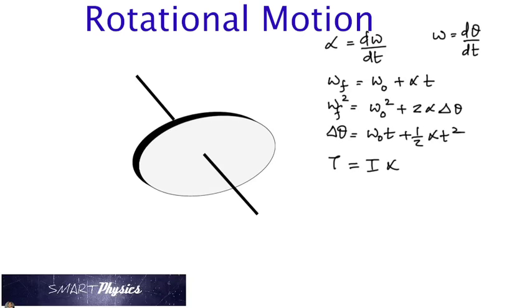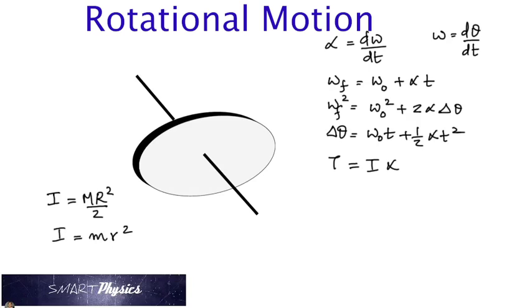For a disk, it would be mr squared by 2. There are one or two I's that you should know, and they're not on your formula sheet. One is I equals mr squared by 2, the rotational inertia of a disk, where m is the mass and r is the radius. Then for a particle, that's what you start with, it's mr squared. Basically, these two. So torque is I alpha.